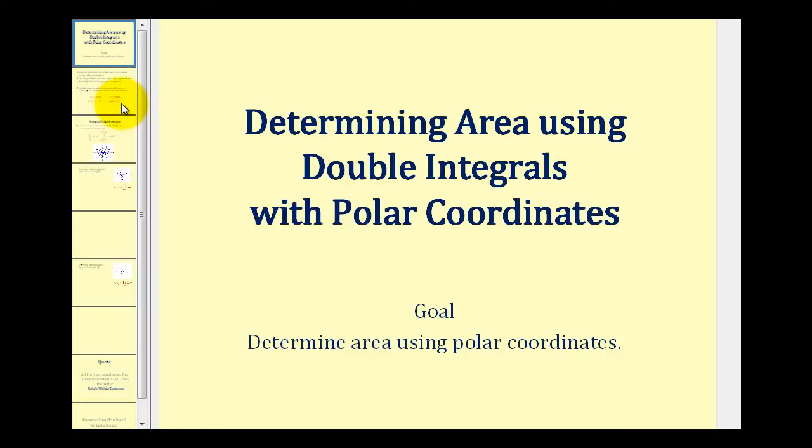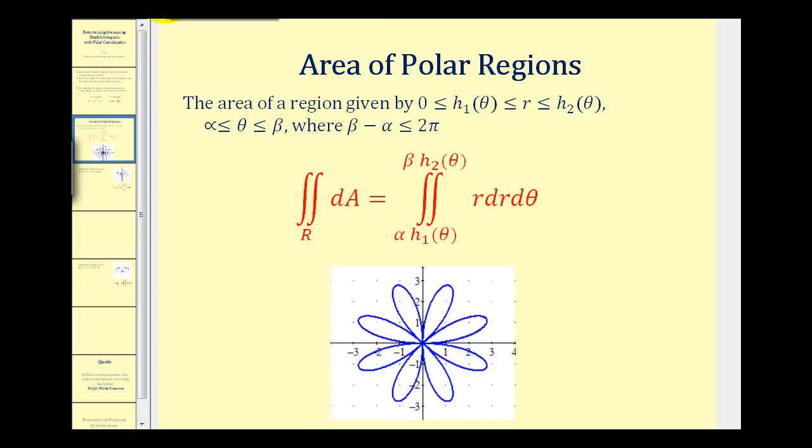Welcome to a lesson on determining area using double integrals with polar coordinates. The area of a region defined in terms of r and theta can be found by using a double integral in polar coordinates. And we did this using rectangular coordinates where we had the double integral of the region R, where differential A was either dy dx or dx dy. And remember, in polar form we replaced differential A with an extra factor of r dr d theta.